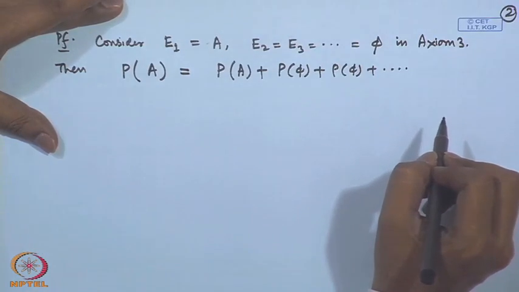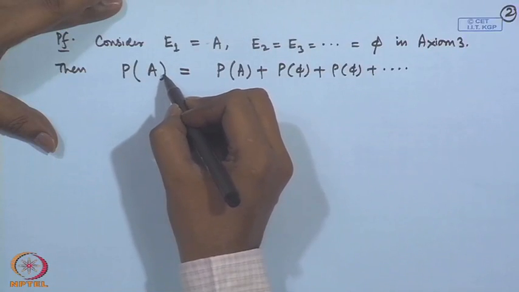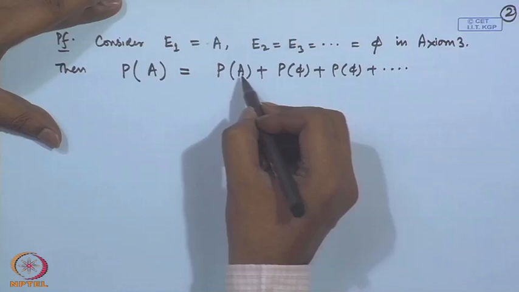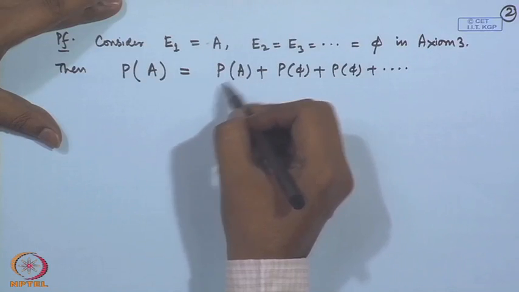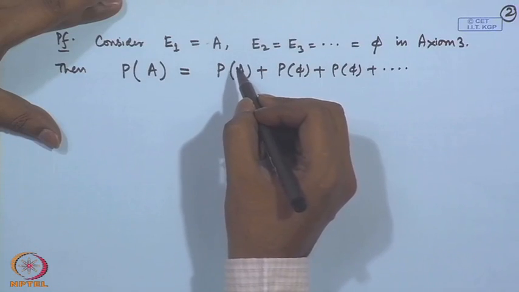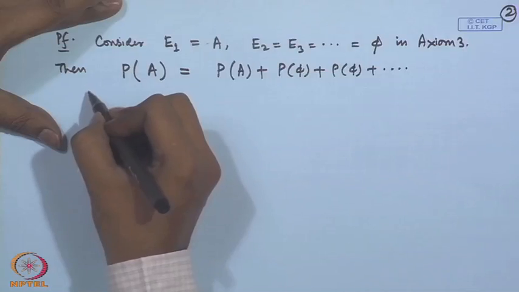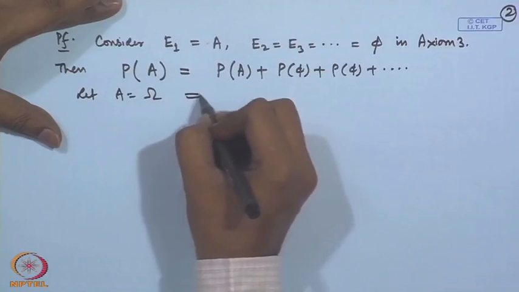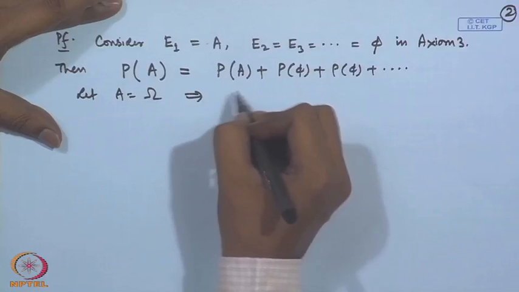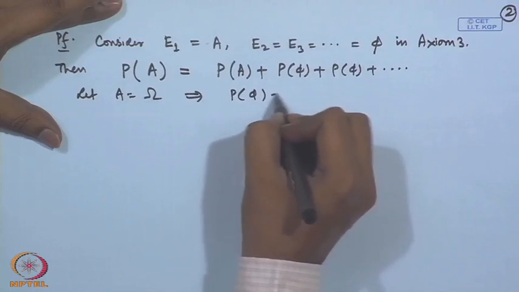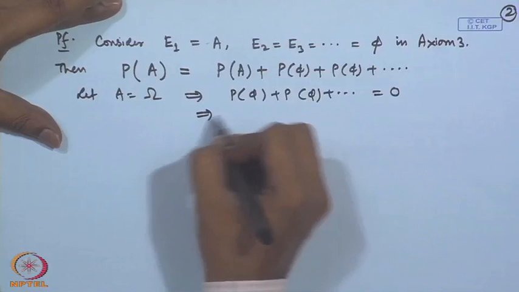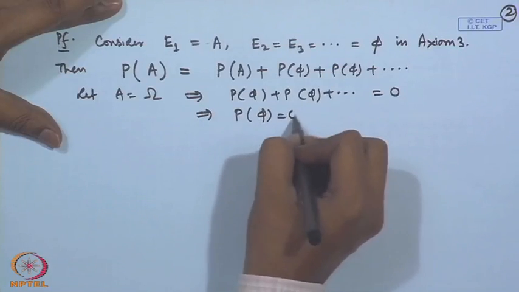Now, this probability of A is a non-negative number. So, we can actually remove this number from here by considering A equal to omega. Then what will happen? You can have P of omega on both the sides, so you can cancel. So, you get P phi plus P phi and so on is equal to 0. This means P phi is actually 0.